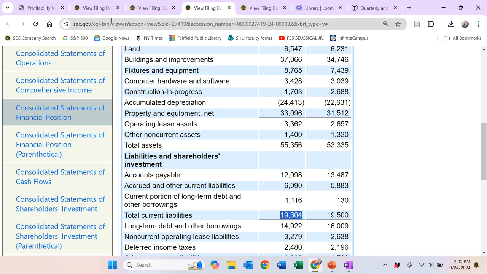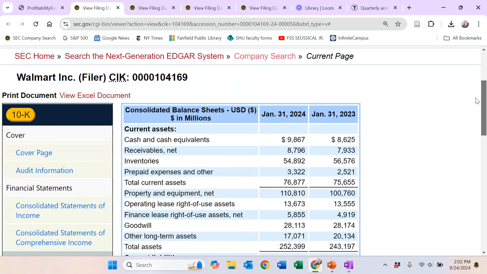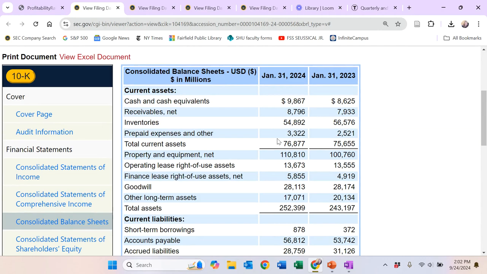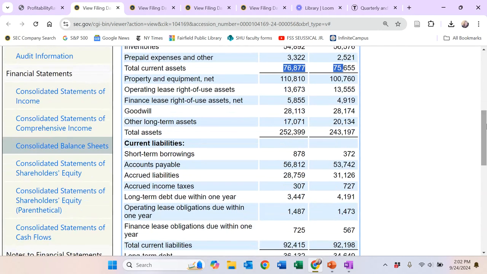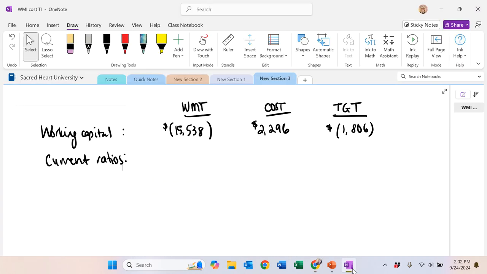And let's look at the current ratios for each of these companies. For Walmart, we're going to take current assets of 76,877, divide that by the current liabilities of 92,415. And we're going to get for Walmart a current ratio of 0.83.